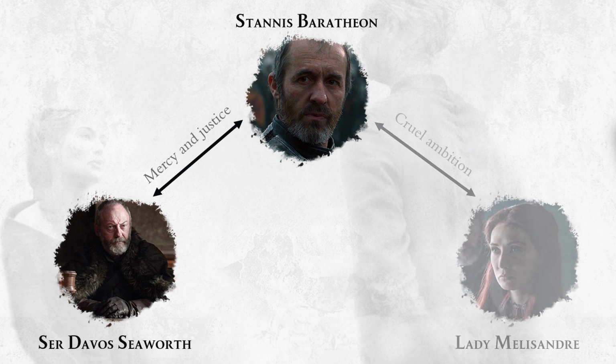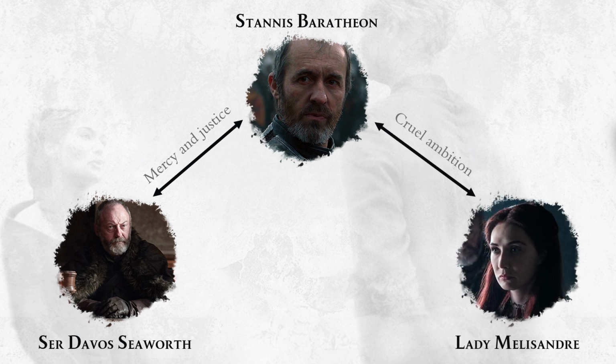But then on the other hand, there is Lady Melisandre, who's part of a religious cult worshipping the Lord of Light, and she convinces Stannis to convert to this religion. What she represents about Stannis is his cruel ambition to become king and to do everything that has to be done to achieve this goal. This ambition makes Stannis do horrible things, like sacrificing people to the Lord of Light by burning them alive, and it's usually Lady Melisandre who convinces him to do so.